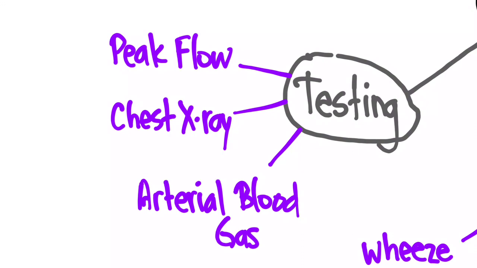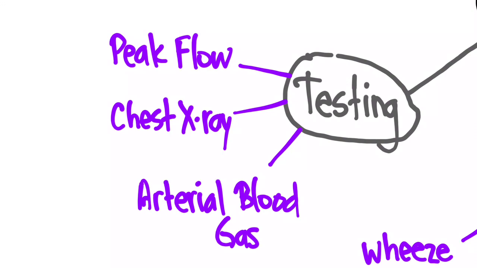So things that I might look for in testing, one would be a peak flow, which is a great way of measuring the amount of air that's being moved in their lungs. And I know you'll be learning a little bit more about this later on in the next block. Yeah, so it's basically how much air you can blow out in one breath, fast like that. Exactly. The next is chest x-ray. You don't always see something on chest x-ray with asthma, but sometimes you might see things that may have triggered the asthma, like an infection, so maybe a pneumonia.